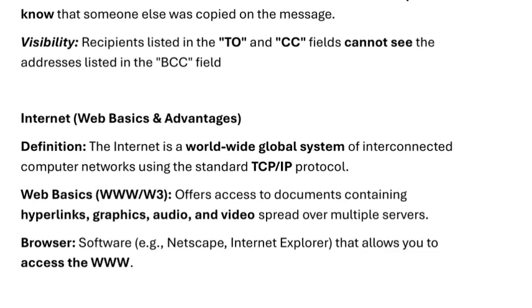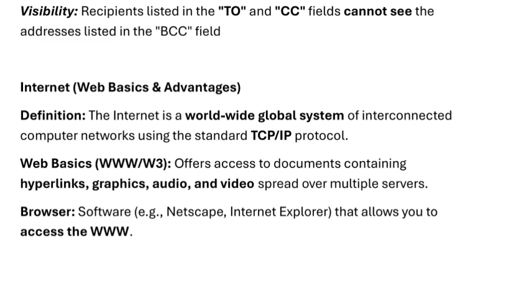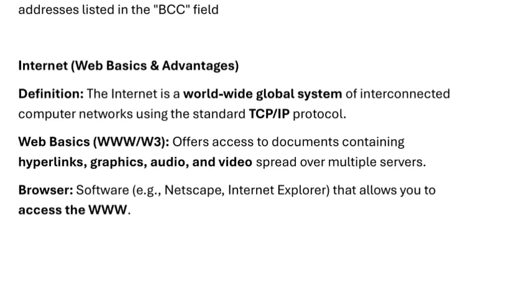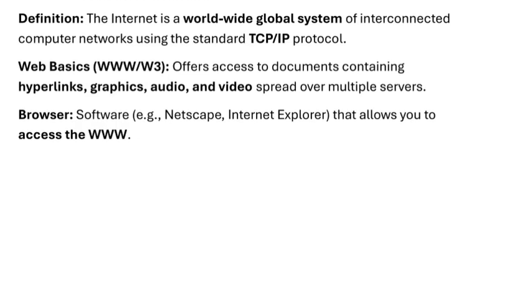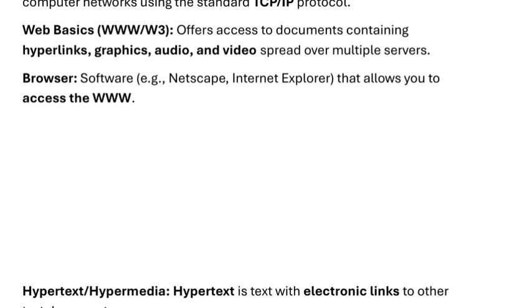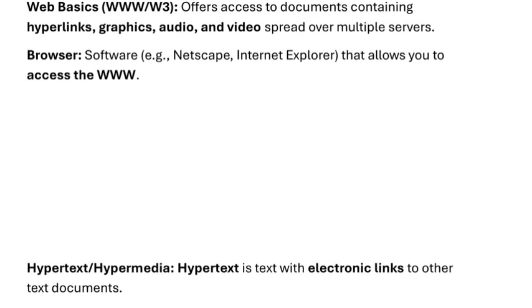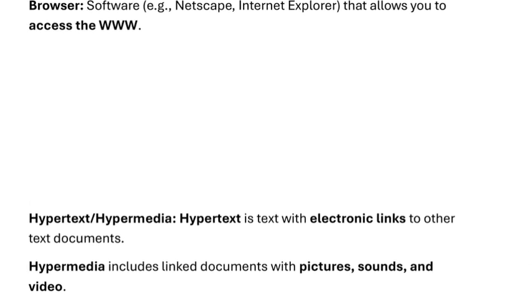Internet, Web Basics and Advantages. Definition: the Internet is a worldwide global system of interconnected computer networks using the standard TCP/IP protocol. Web Basics: WWW/W3 offers access to documents containing hyperlinks, graphics, audio, and video spread over multiple servers. Browser, software, e.g., Netscape, Internet Explorer, that allows you to access the WWW.